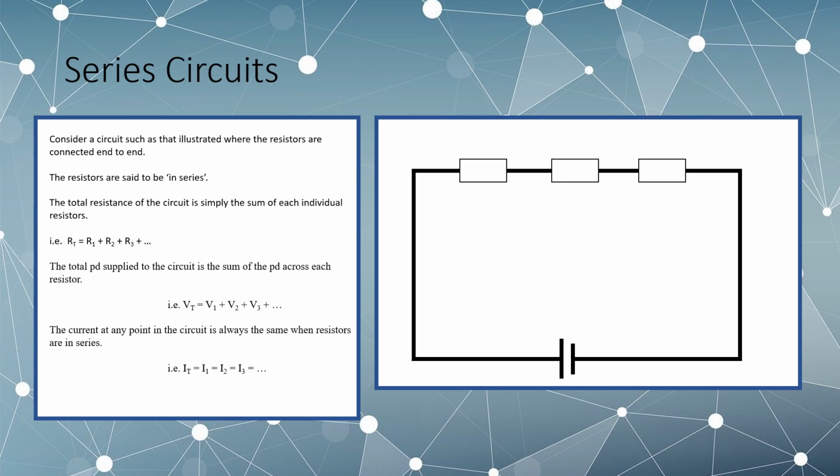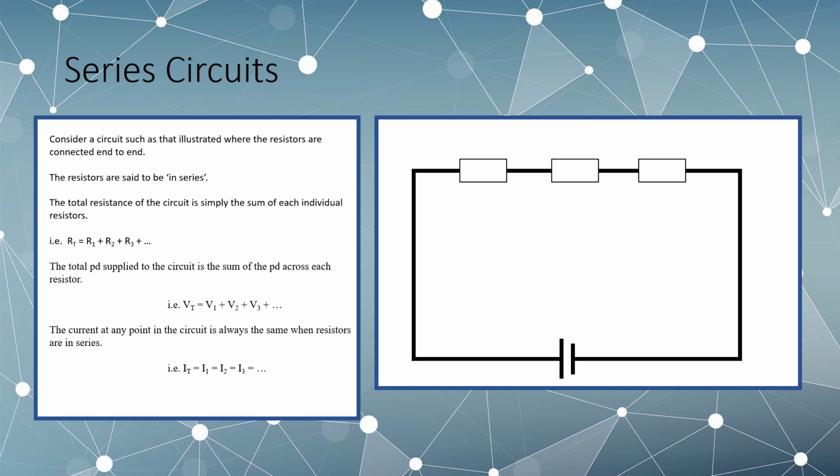We say resistors are in series when they are connected end to end, as shown in the image below. In this case, we can find the total resistance by simply adding up the resistance of each individual resistor. For these scenarios, the voltage, or the potential difference supplied to the circuit, is the sum of the potential difference across each resistor. The current, on the other hand, is the same across the board.